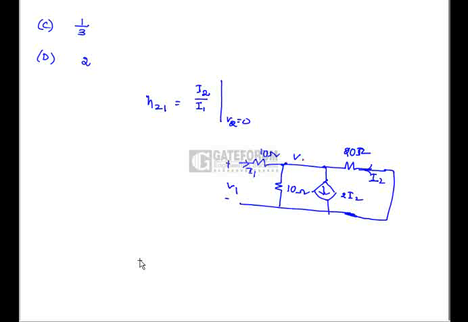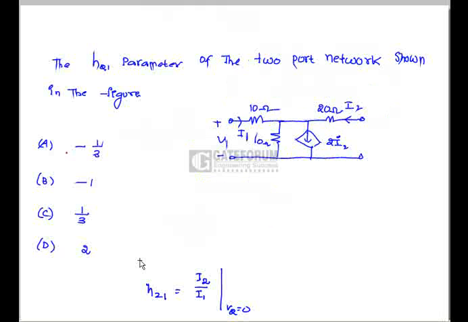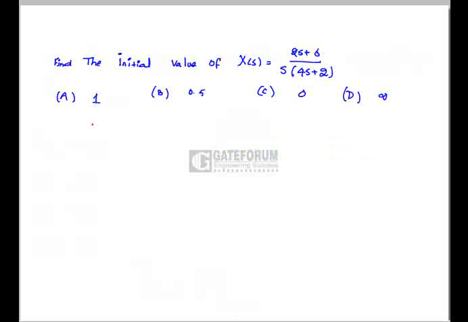This node I am taking as VA. If we apply KCL at node VA, we will get minus I1 plus VA by 10 plus 2I2 minus I2 equals 0. VA equals minus 20 I2. If we substitute this equation into this, we will get H21, that is I2 by I1, equals minus 1, which is option B is correct.